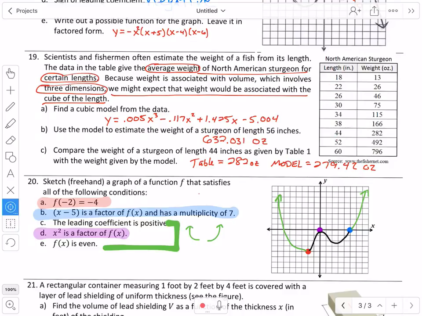So here's length, here's a weight column. Find a cubic model for this data. To do this, you need to go to your calculator, hit the Stat button, then hit Edit List. Put this in for the x's, this in for L1. Then, since it's a cubic, hit stat calculate cubic.